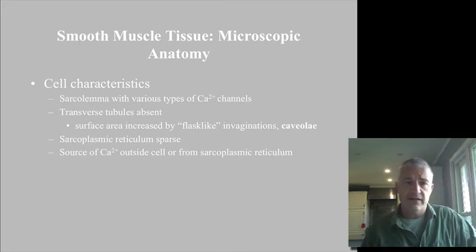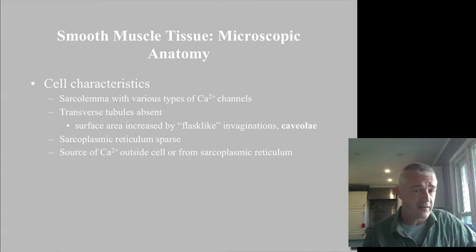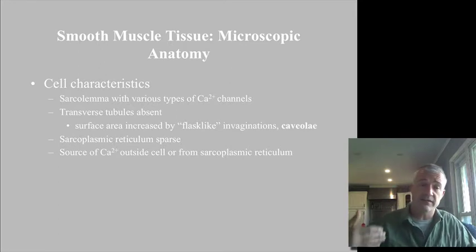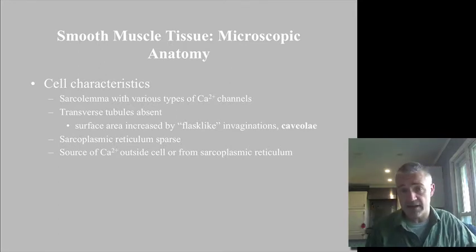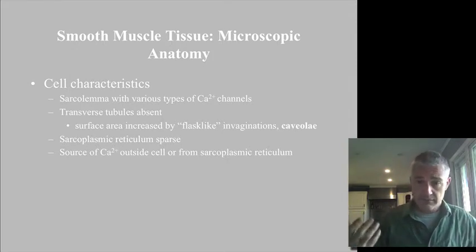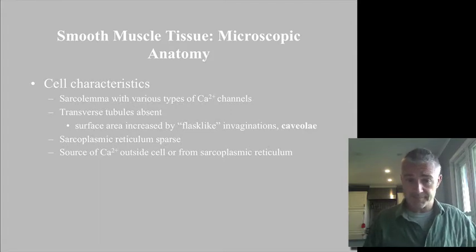What we're going to see is on the muscle cell membrane on this one, there are going to be calcium channels. There are not transverse tubules. They do have little increases in surface area, these caveolae. And they do not have much of a sarcoplasmic reticulum. What we're going to see on these ones, calcium is going to be important again, but the source of the calcium is not going to be the sarcoplasmic reticulum. It is going to be actually extracellular calcium a little bit more than the sarcoplasmic reticulum.